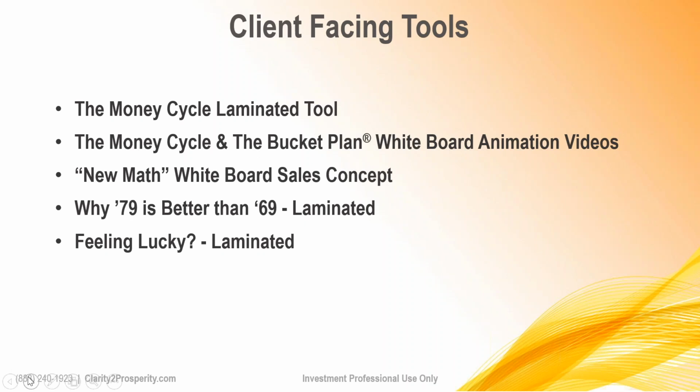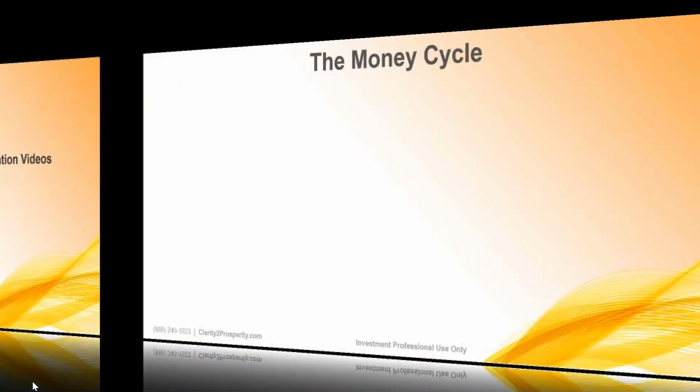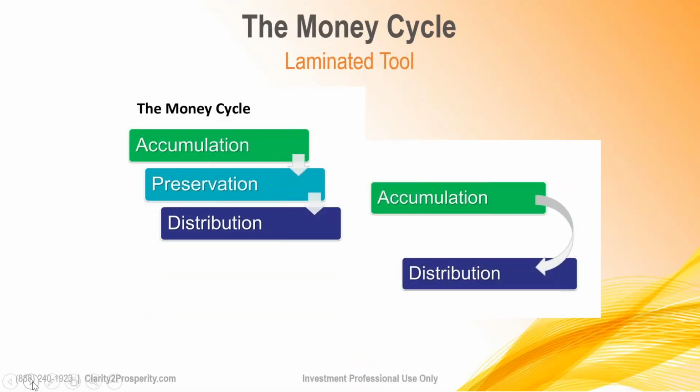So one of the things, you'll see that first bullet point, we shared the philosophy, the concept of the money cycle earlier, but here we say the laminated tool. Why do you laminate this tool? You laminate it so that you can use it as a prop in your office, right? And so a lot of times what we'll do is we'll take the Money Cycle laminated tool as a prop, and the front side of it will have what you see on the left-hand side of the screen, the Money Cycle in the 3 phases: accumulation, preservation, and distribution. On the back of it is what you're going to see over on the right-hand side of the screen, which is just accumulation and distribution.